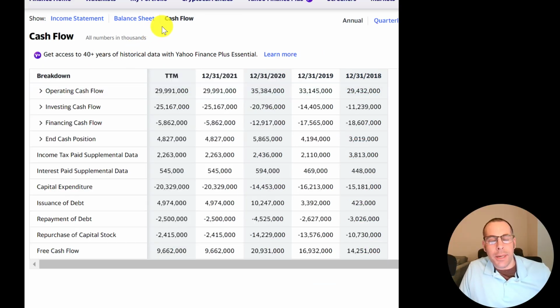Let's look at their statement of cash flows. And this tracks the cash that goes in and out of the company. And you can also look at this quarterly or annually. There's 3 sections to the statement of cash flows: operating, investing, and financing. The operating cash flow section is how much cash the company generates from its operational business, and that was $30 billion. Investing cash flows are how much money the company invests in its business.